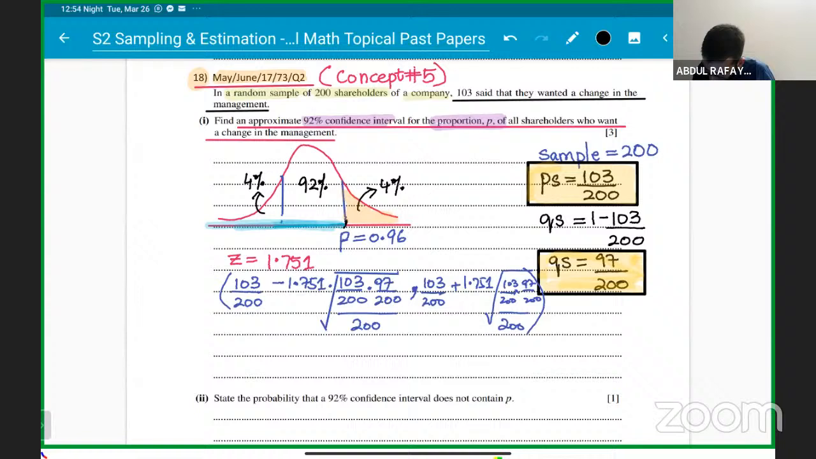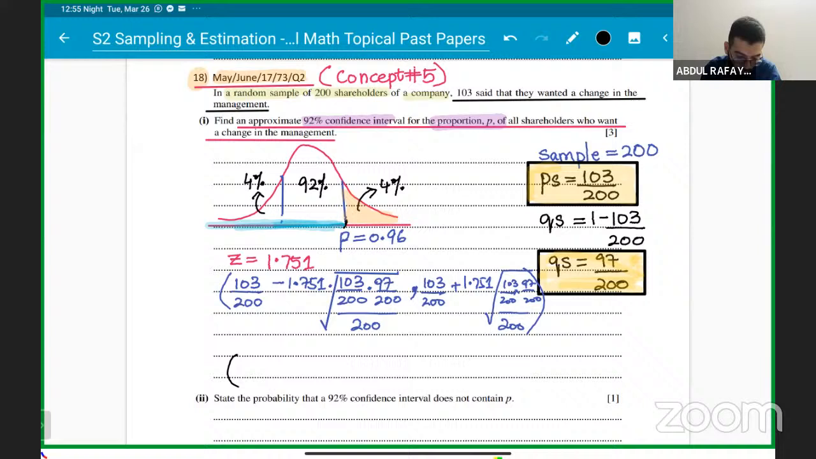So again, the population proportion of success will lie between 103 over 200 minus the Z value 1.751 multiplied by the square root of 103 over 200 times 97 over 200. Just do it with the calculator, whatever value is coming. So it's 103 over 200 minus this answer. I'm getting something like 0.45, okay?